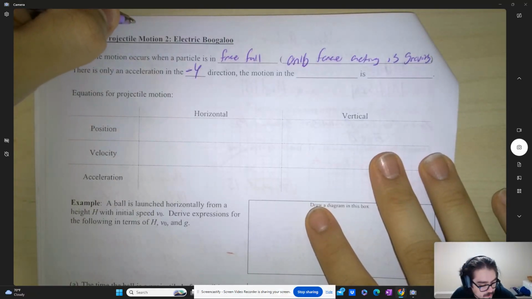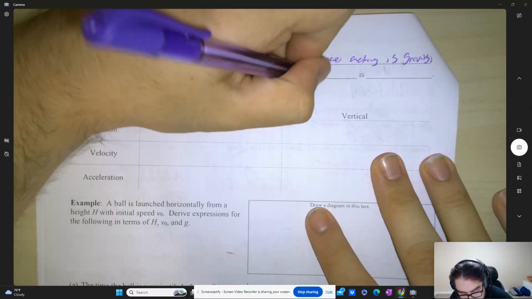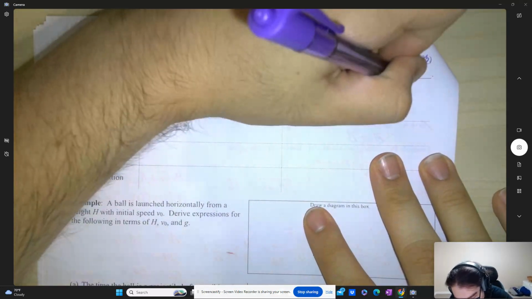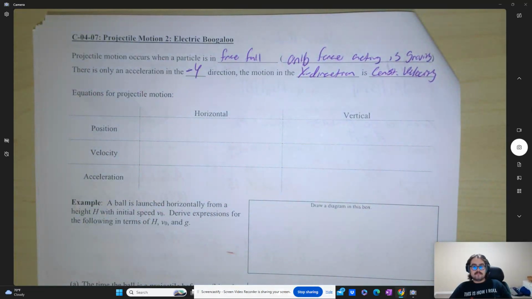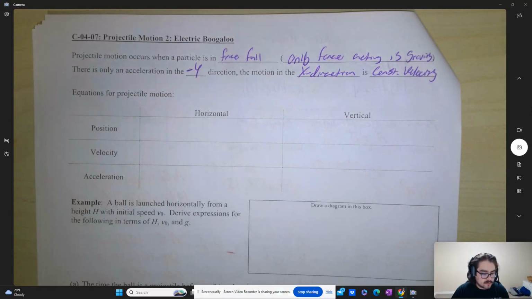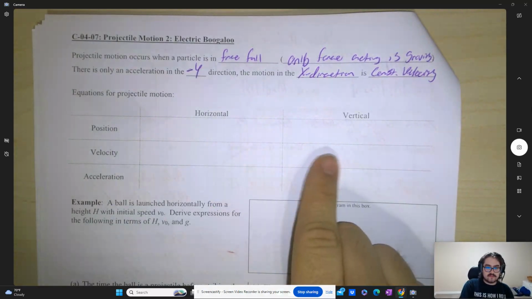The motion in the x direction is constant velocity. So in the x direction, you're not accelerating at all, even though some people think that you are. You're not. You're only accelerating in the vertical direction due to gravity. Here are some equations for projectile motion you need to know. You need to remember your horizontal and your vertical equations.